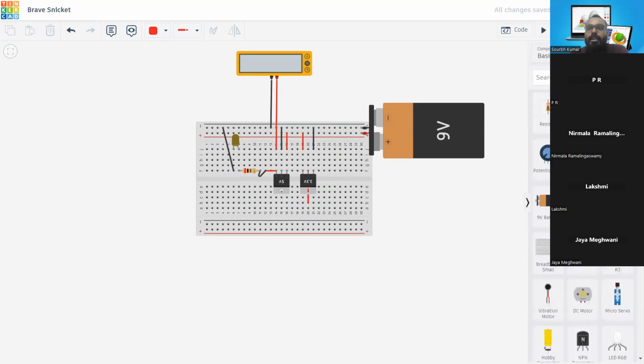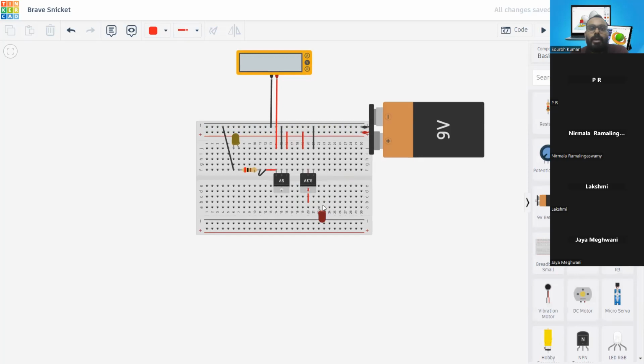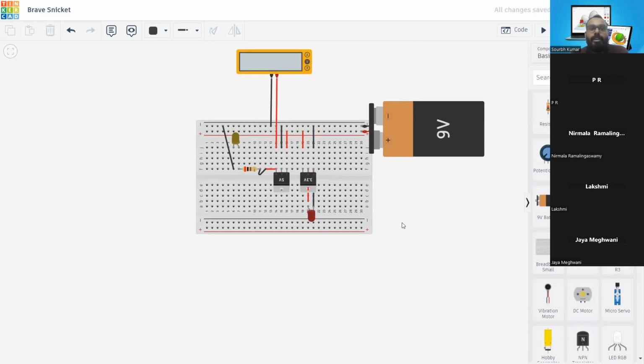If I take the LED now and place it in here, or else I can rotate the LED. This one is the cathode and this one is the anode. I'm placing the anode directly in here. We need to connect the black wire to the cathode, or else I can connect it directly in here. If I hit the simulation, yes, now the LED is also glowing, but the current drawn is 205 milliamperes. In this case, let me remove the wire.